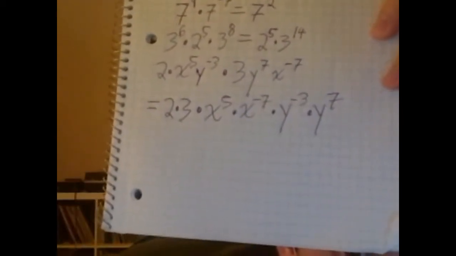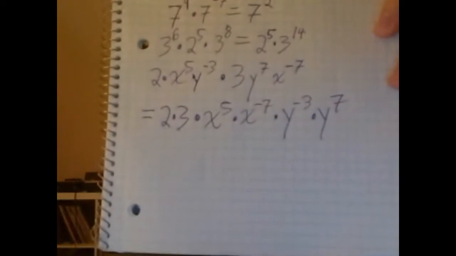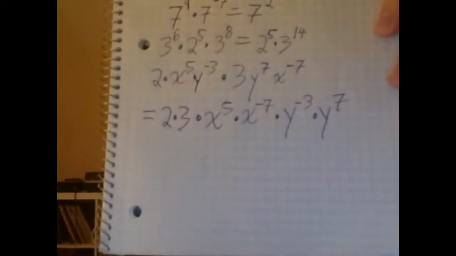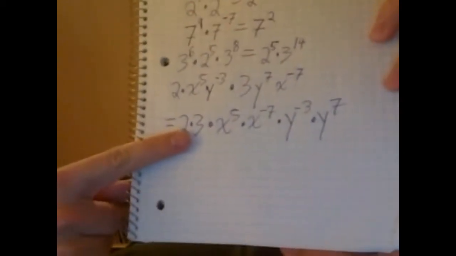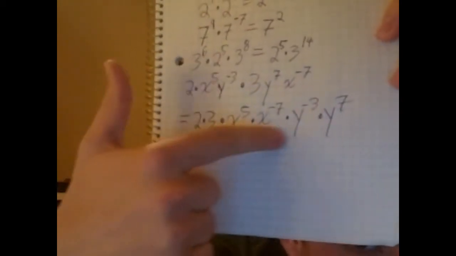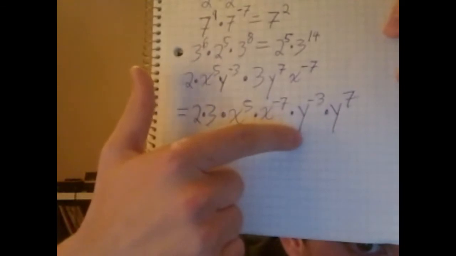So what I did is I used the associative property of multiplication to say it doesn't matter what order I multiply these guys in, and since it doesn't matter, I'm going to make it convenient for myself and put my numbers next to each other, my x's next to each other, and my y's next to each other. I just have to sort it out that way.